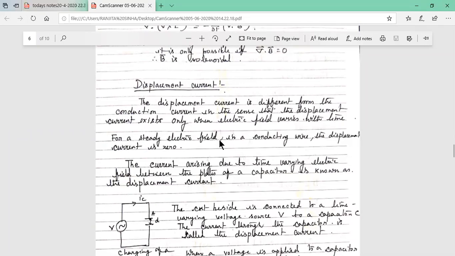Now for a steady electric field in a conducting wire, the displacement current is 0. If the electric field is steady in a conducting wire, there is no displacement current. All the current is only the conduction current. Now, what is the definition of the displacement current? The current arising due to the time varying electric field between the plates of a capacitor is known as the displacement current.